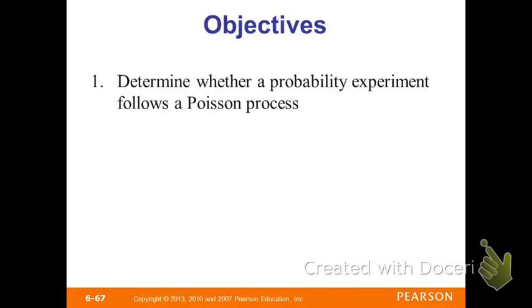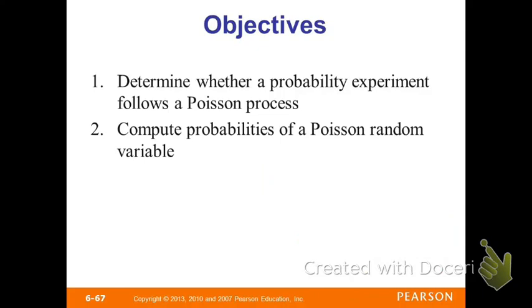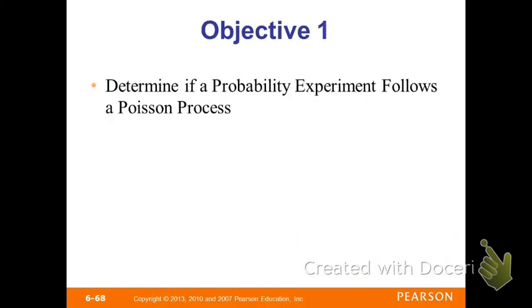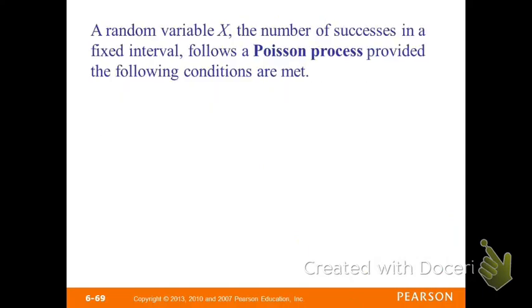Objectives. We want to be able to determine whether a probability experiment follows the Poisson process, as I said. We want to be able to compute probabilities of a Poisson random variable. And we want to be able to find the mean and standard deviation of a Poisson random variable. Let's start with the first objective. Determine if the experiment follows a Poisson process.